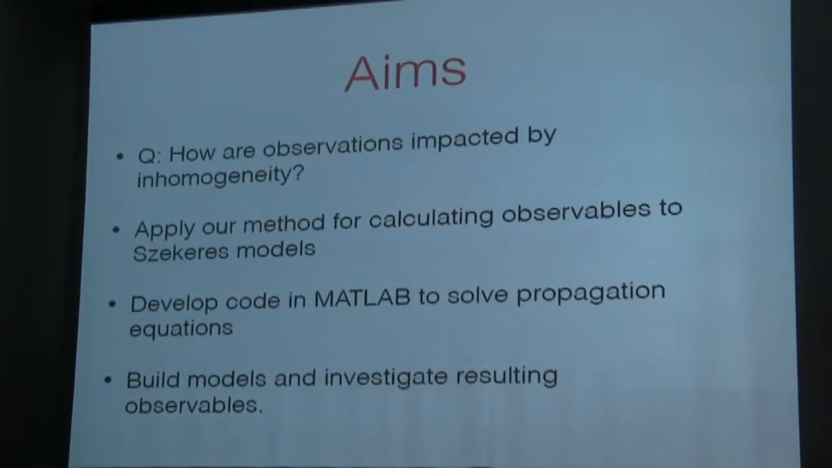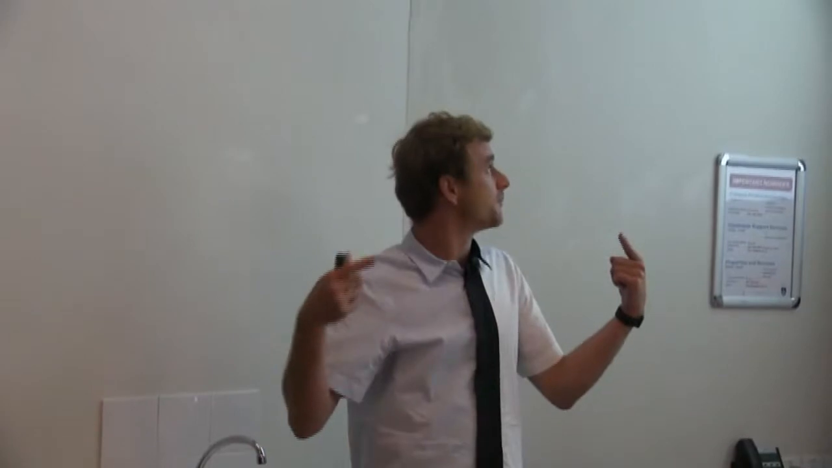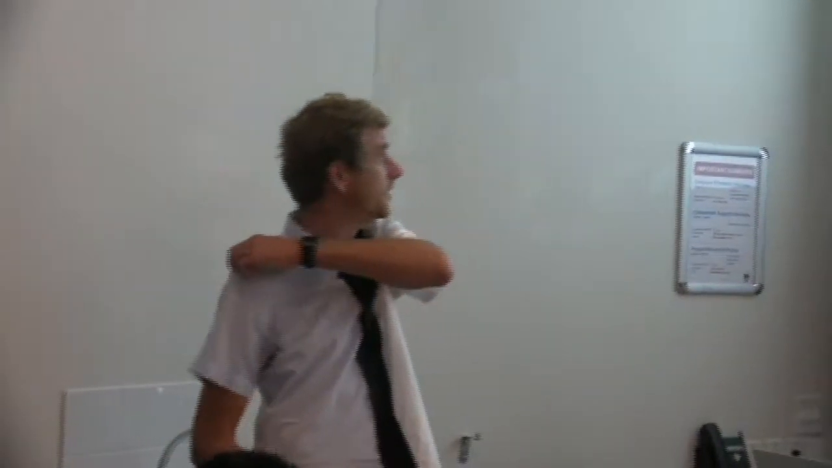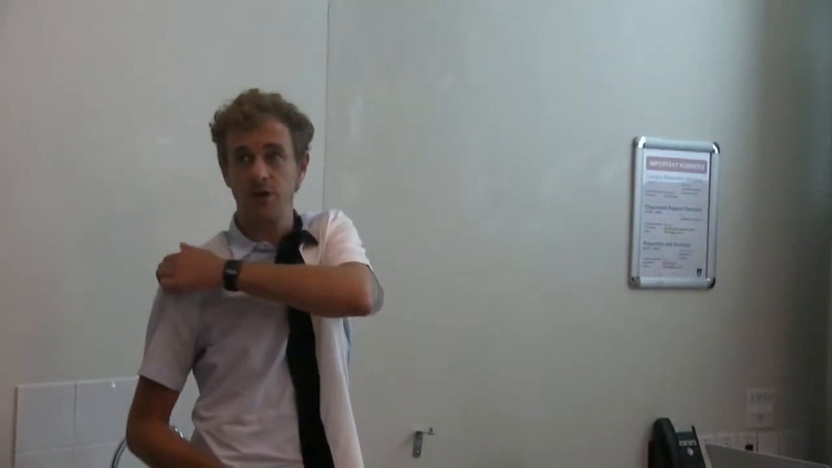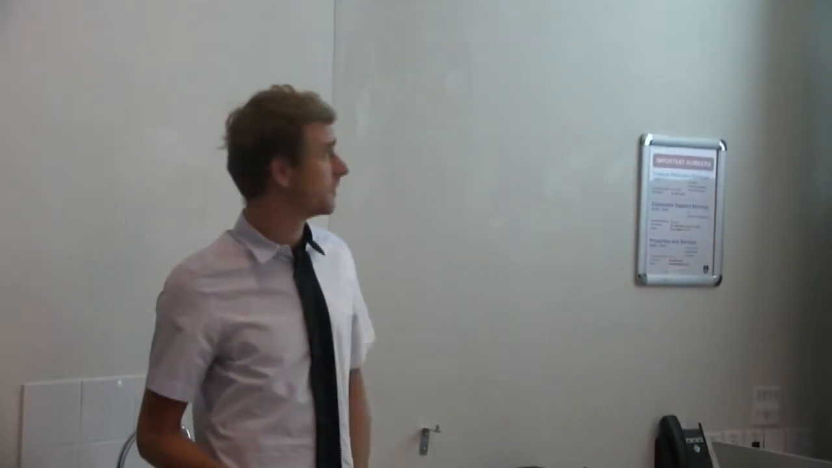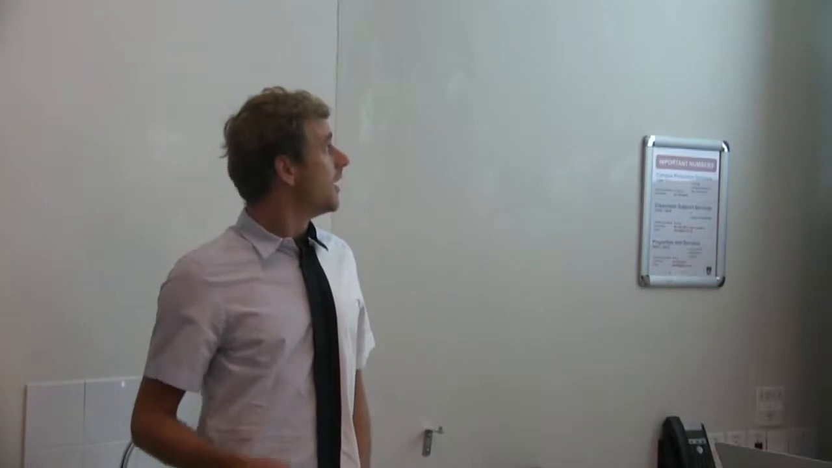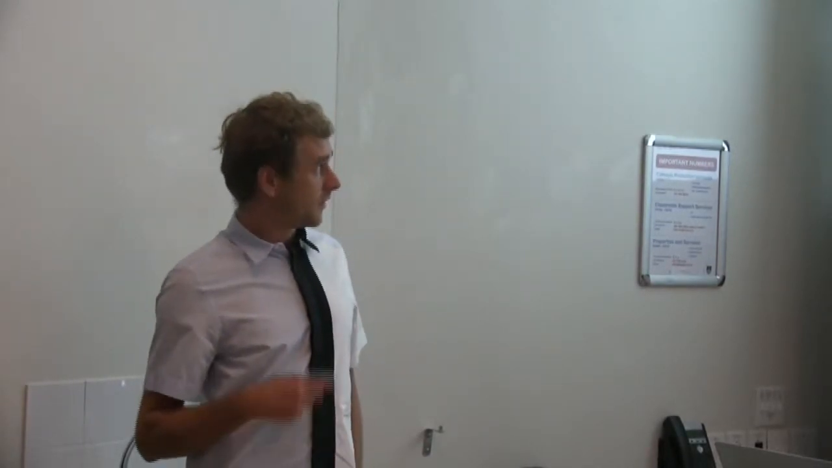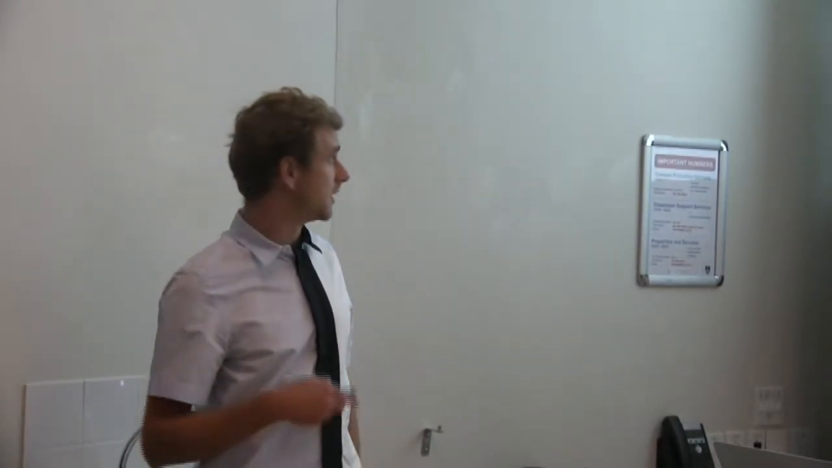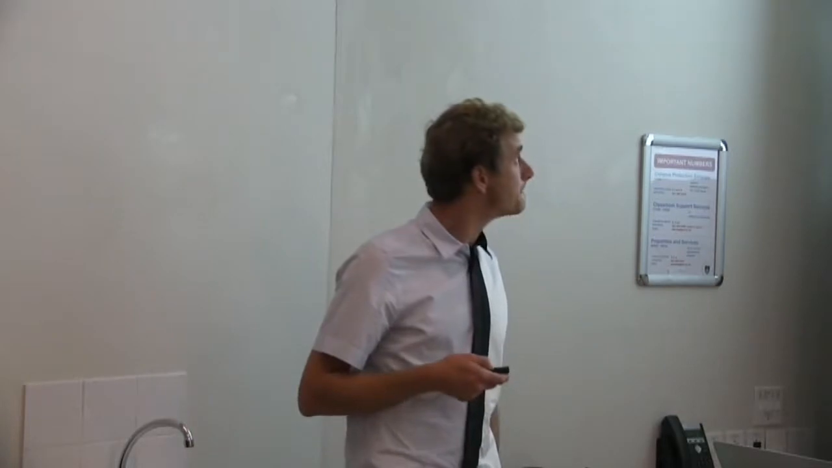So we're interested in how inhomogeneities impact observations, in particular the flow across the sky. Charles just described this method for calculating this flow, and here we're going to apply it to Szekeres models, which are an exact solution of the Einstein field equations. I write code in MATLAB to solve these propagation equations and then calculate the resulting observables. So then we can build some models and see what we get from them.